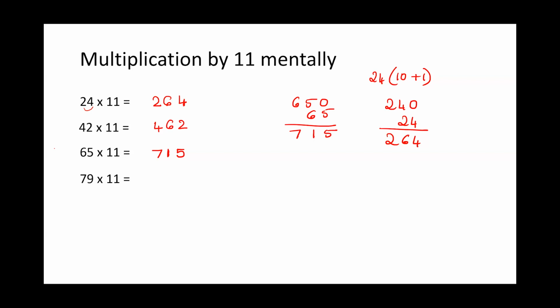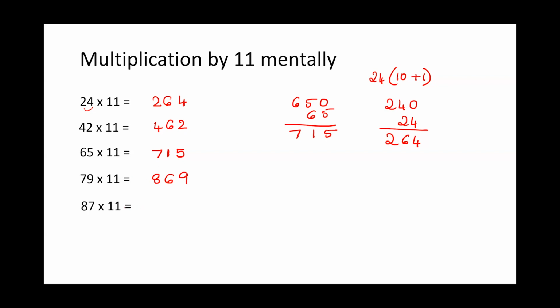So let's try another number. 79 into 11. Now, if you are observing, we are doing the calculation from left to right, which is easier when you do it mentally. So 7 and 9 gives you a carry forward of 1. Right? So instead of 7, you will write 7 plus 1, 8. 9 plus 7 ends in 6 and 9.